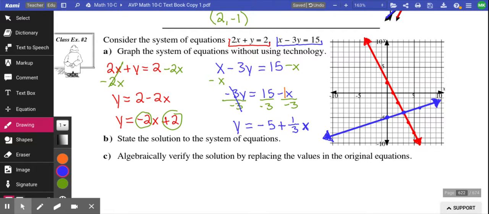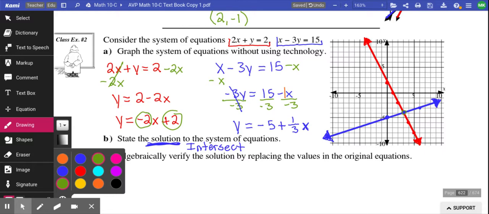Part B says state the solution to the system of equations. The solution is where these two things intersect, where they have the same x value, the same y value. They have the same input, same output. Looking at this graph, it's pretty obvious. That right there is the solution.